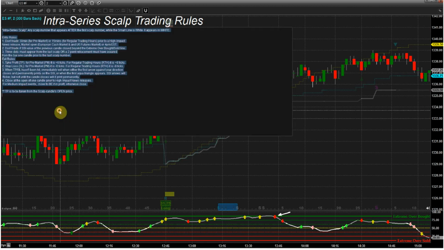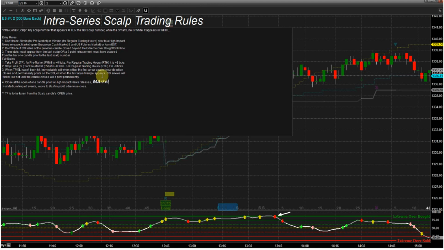You also need to do the same thing for market opens. High impact news releases and market opens, and 4 p.m. Eastern Standard Time. So if you're in a trade, you simply want to get out of that trade one candle before a high impact news release, or the European and US market opens: 3 a.m. Eastern Standard Time, 9:30 a.m. Eastern Standard Time, and 4 p.m. Eastern Standard Time, given the high volume with that candle.